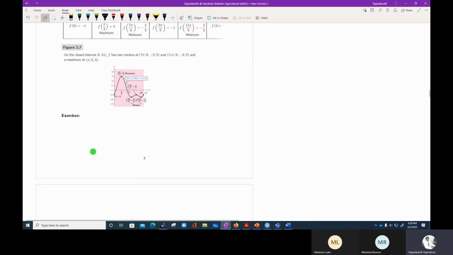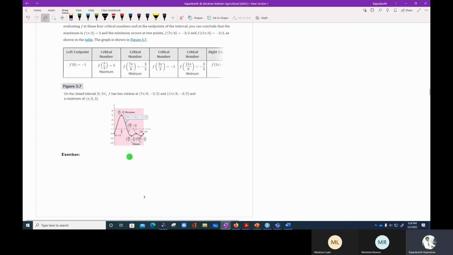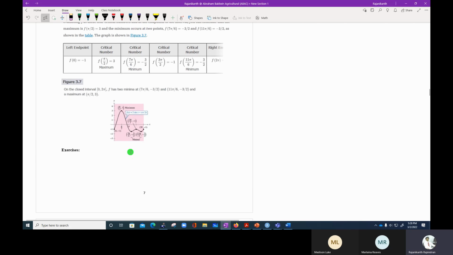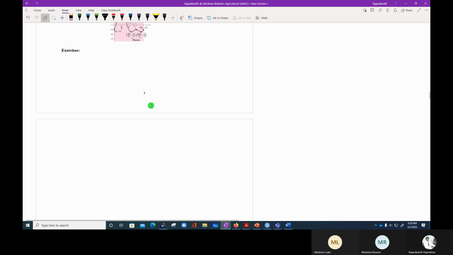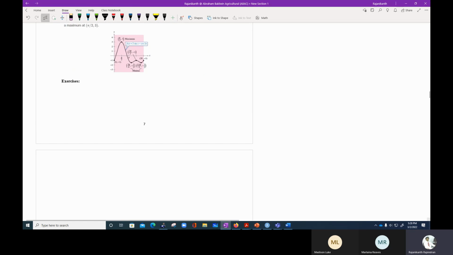So now you could try some problems from the textbook. Again, I will post all the completed notes later this week. So you need to practice problems from section 3.1. These are the problems you have to try from the book.